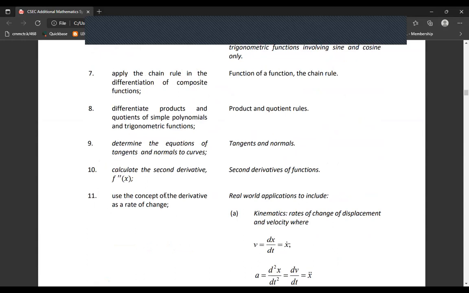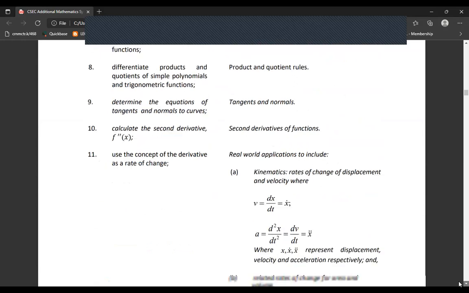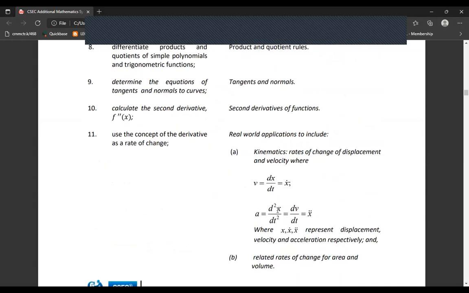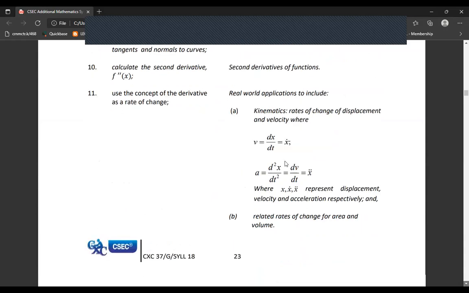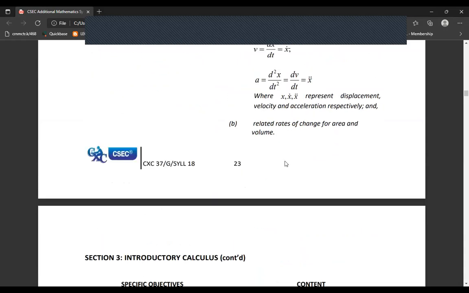Sub-objective 11, use the concept of derivative as rate of change. So this applies to real world applications, and they include kinematics. So we're not doing that yet, right? We'll do that just now. Kinematics. Rates of change for area and volume and kinematics.